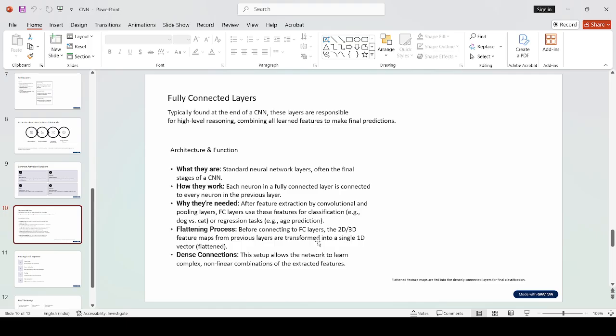In a fully connected layer, every neuron is connected to every neuron in the previous layer. Before connecting the feature maps to the fully connected layer, we usually perform an operation called flattening. Flattening converts the three-dimensional feature maps into a single one-dimensional vector. This vector is then provided as input to the fully connected layers. The network can then learn complex combinations of the extracted features and perform tasks such as classifying an image as a dog or cat.